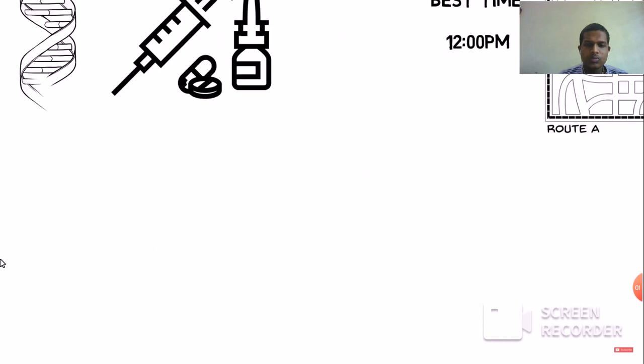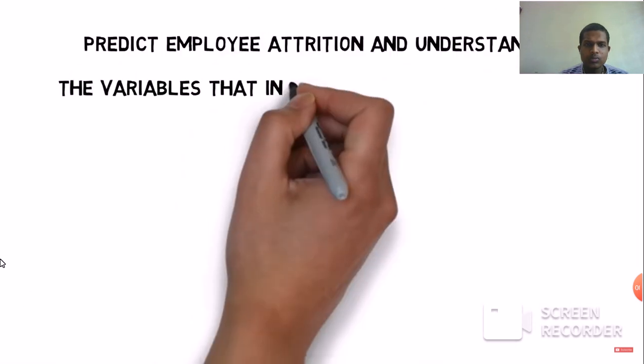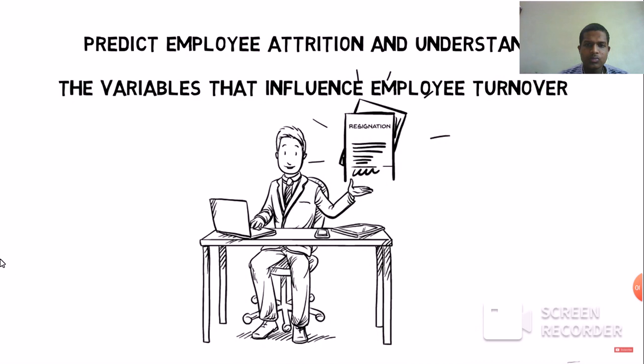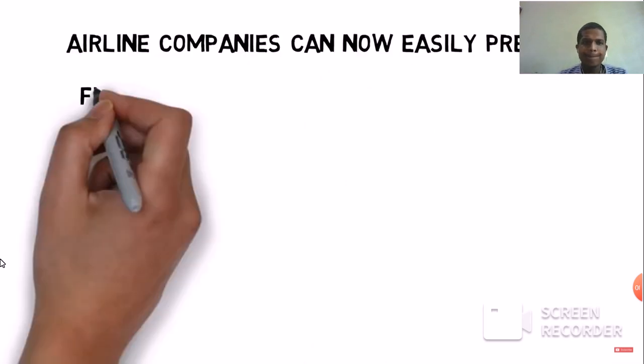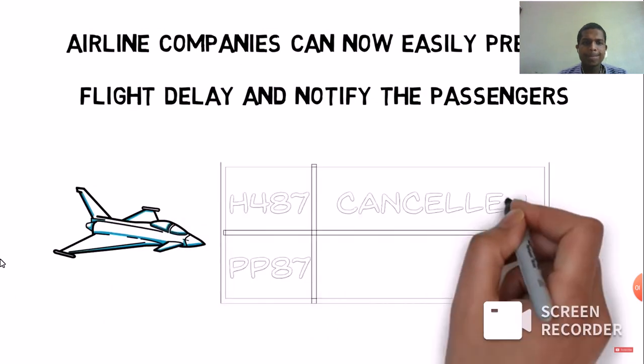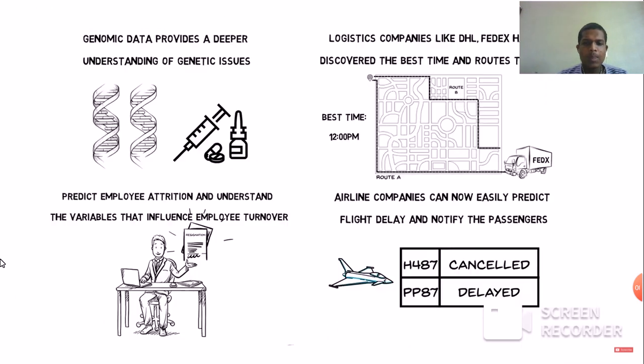With data science, it is possible to not only predict employee attrition, but to also understand the key variables that influence employee turnover. Also, the airline companies can now easily predict flight delay and notify the passengers beforehand to enhance their travel experience.